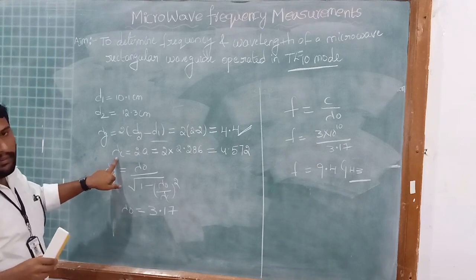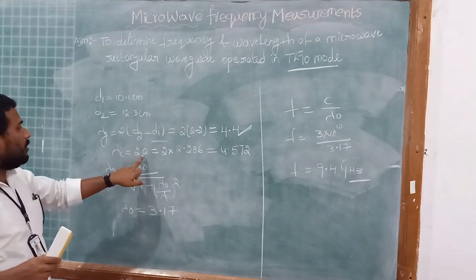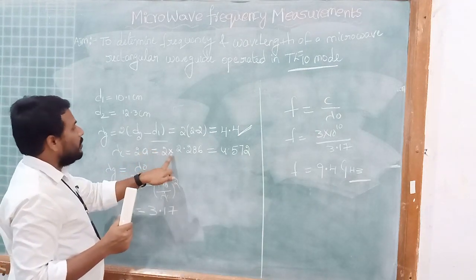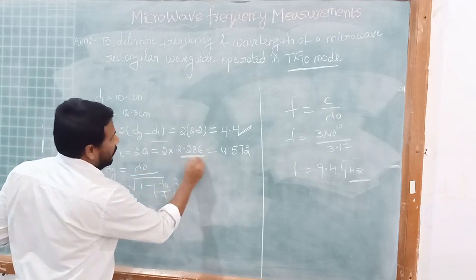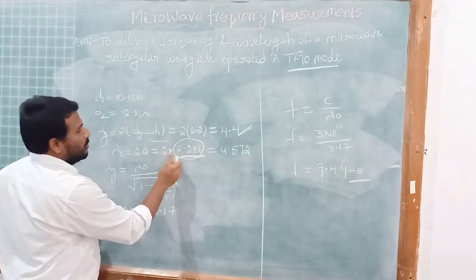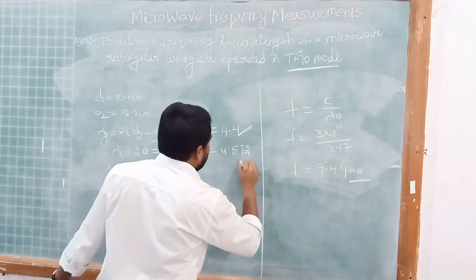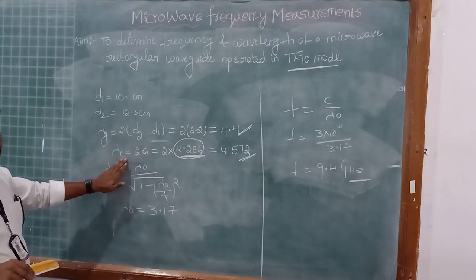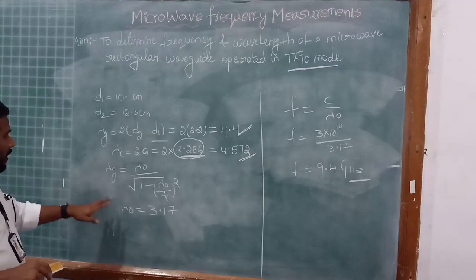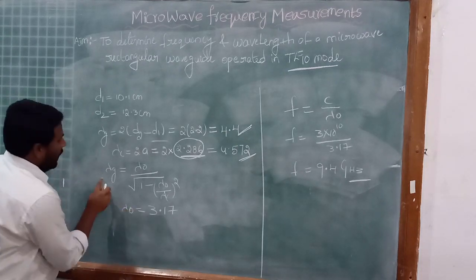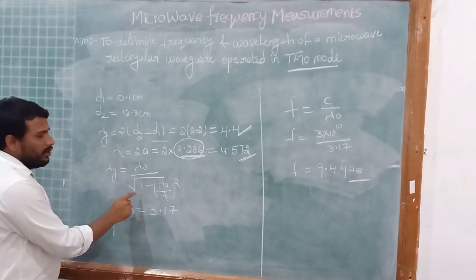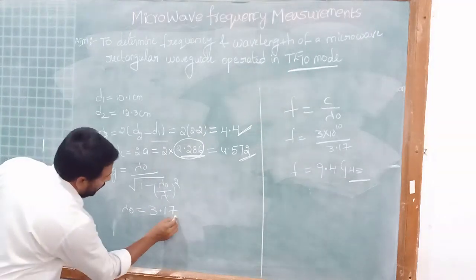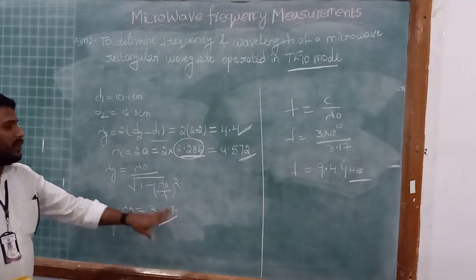Next, the cutoff wavelength: lambda c equals 2 into a, and this is a fixed value. 2 into 2.286, which is a predefined value, gives 4.572. So we know the guided wavelength as well as the cutoff wavelength, and by knowing these we can find lambda naught. Lambda g is equal to lambda naught divided by the square root of 1 minus (lambda naught by lambda c) whole squared. Substituting those values, you will get the lambda naught value as 3.17.